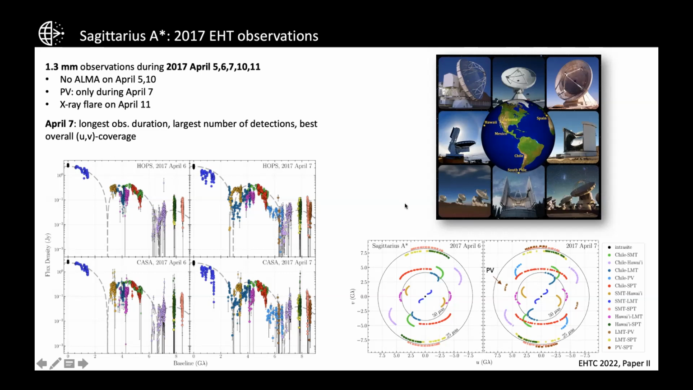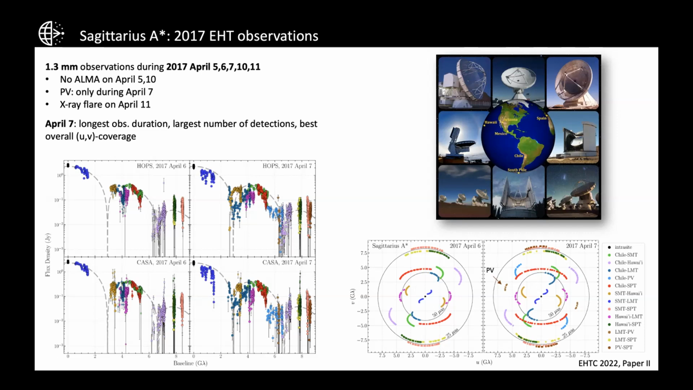Here is the UV coverage for what are supposed to be the best days. If we look carefully, you see that April 7 has more data points in the UV coverage, because this is the only day where the 30-meter IRAM station also joined the observations. So in the end, the best day to work with was April 7, which has the longest observing duration, the largest number of detections, and the best UV coverage. That's why you saw only the image for 1 day. The second best day is April 6, and we use this as a secondary validation dataset to make sure that what we get is consistent.